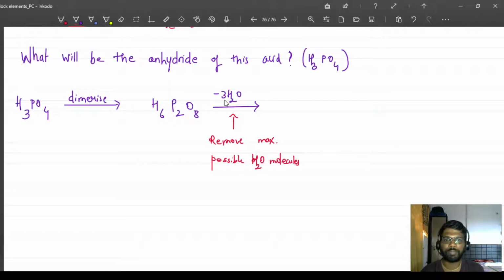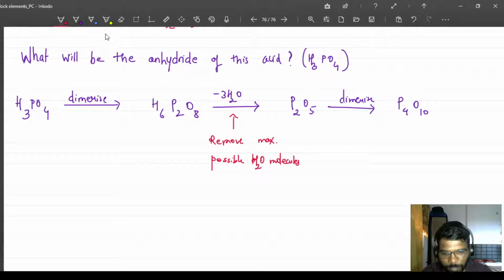So how many oxygens are remaining? 5 oxygens will be remaining. Since I have removed 3 water molecules, all hydrogens are gone. There is P2O5. Now you should dimerize it again, and it is P4O10, and this is an anhydride.